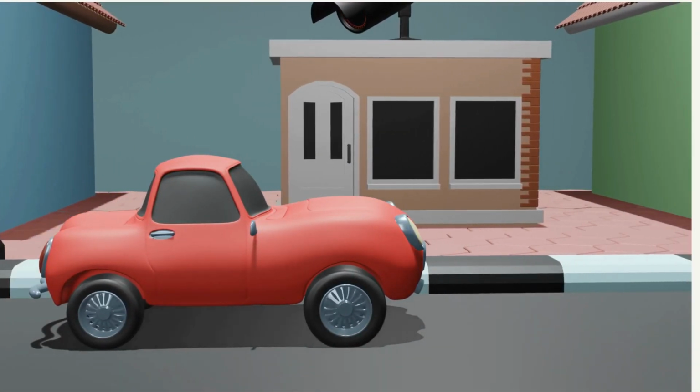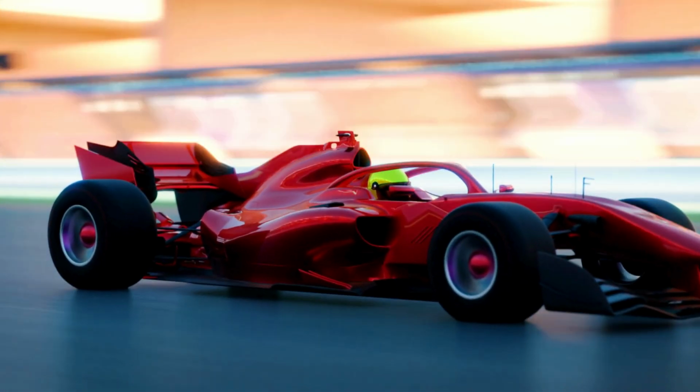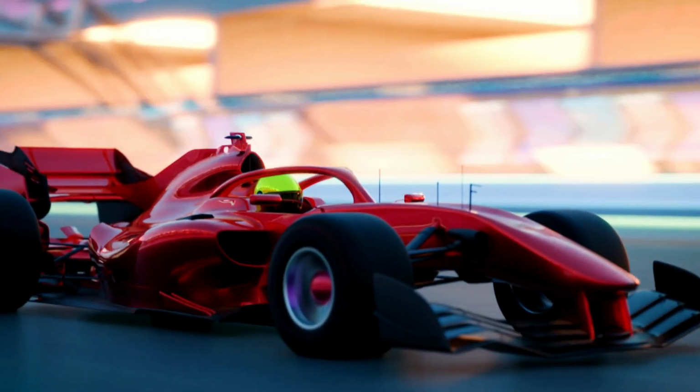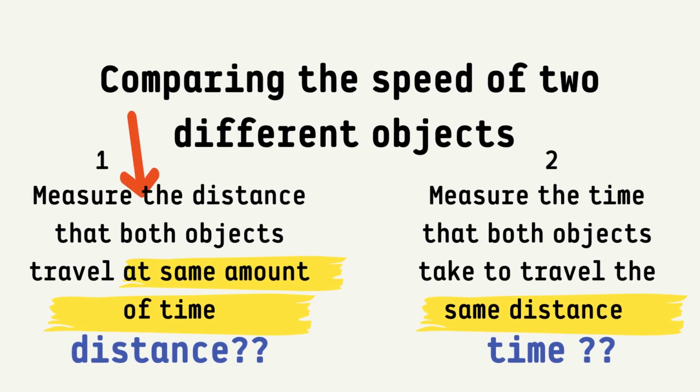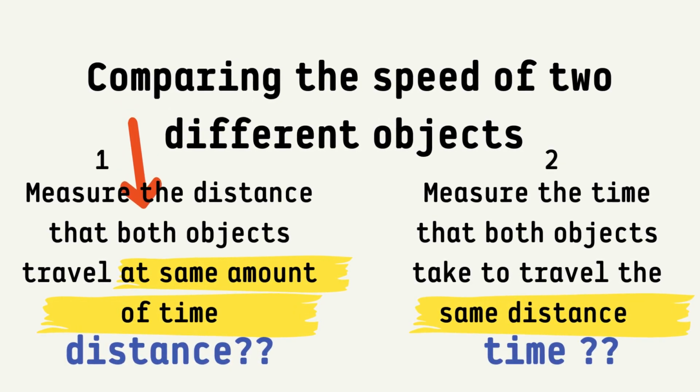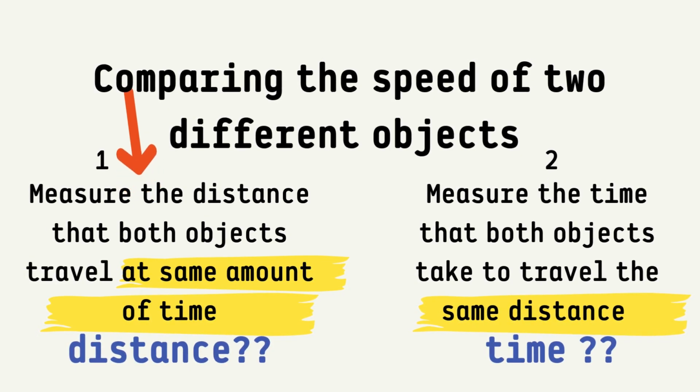If we have two objects and we want to compare the speed of these two different objects, how can we do this? Yes, we have two ways. As the speed depends on the distance and the time, we can measure the distance that both objects travel at the same time. We will adjust a timer to set a certain time, and we will measure the distance that the two objects move.